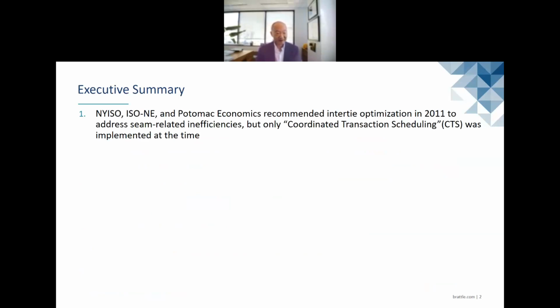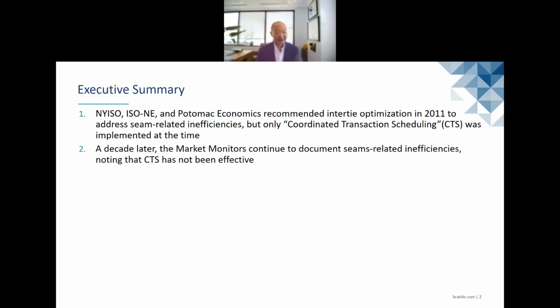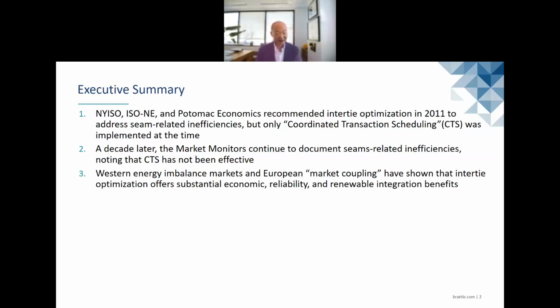So with respect to the executive summary, here are a few key takeaways. First, this idea has been around for a while. As far back as 2011, ISO New England and New York ISO recommended that intertie optimization be adopted between their markets. Instead, as you'll hear, the Commission implemented an alternative approach known as Coordinated Transaction Scheduling, or CTS. Next, you'll hear that CTS, unfortunately, has not lived up to its promise, that the market monitors have continued to criticize CTS, noting that power flows in the wrong direction between 40 to 50% of the time. In other words, it's going from the high-priced market to the low-priced market instead of the converse.